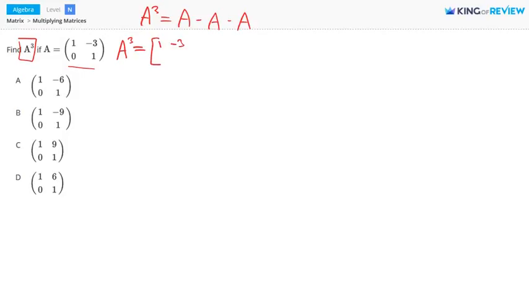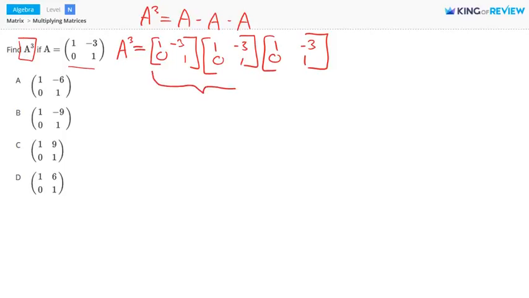[1, -3; 0, 1], this is our first matrix here, times itself, [1, -3; 0, 1], and times itself one more time, [1, -3; 0, 1]. So this is how we'll figure out what A to the power of 3 is. So here we're going to start by multiplying these two matrices together.